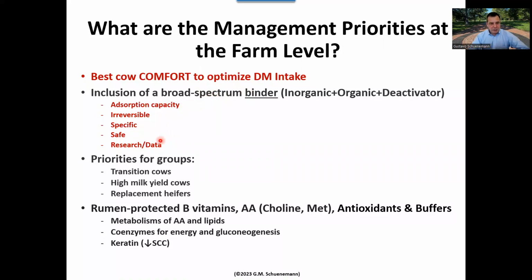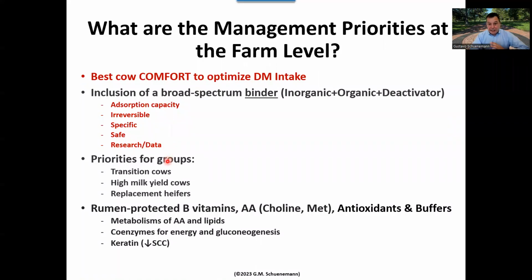at least in some of these points, the absorption capacity, what are you dealing with? Some of them, for example, DON, have very low absorption capacity. So you might be forced to use some of the deactivators. Right? It has to be reversible, so it has to be strong binding, specific, safe, right? For cows, it has to have research and data, right? That is the most important.